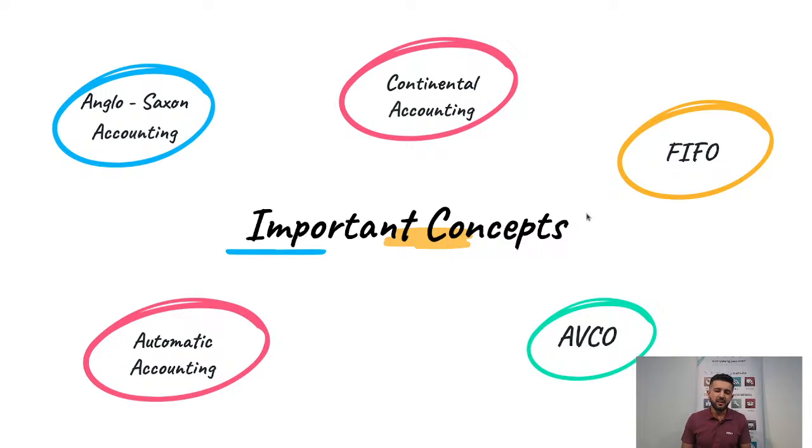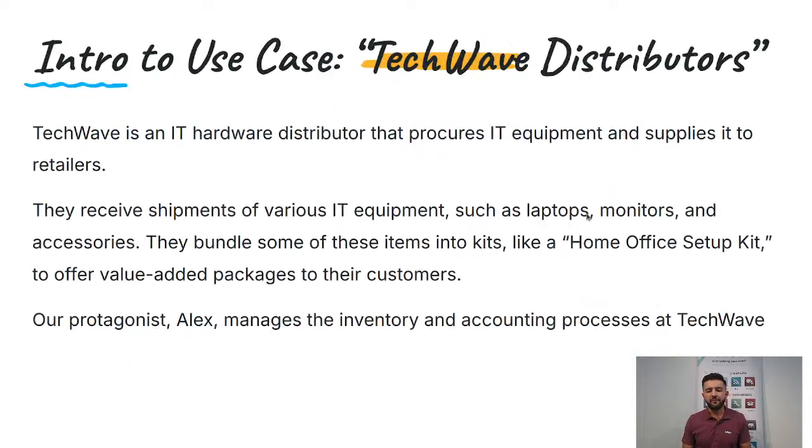So let us now look at the flow from a use case perspective. To make our demo relatable, we'll use a fictional business called TechWeb Distributors. TechWeb is an IT hardware distributor that procures IT equipment and supplies it to its retailers. Over here, they receive shipments of various IT equipment such as laptops, monitors, and accessories. They also bundle some of these items into convenient kits, such as a home office setup kit, to offer value-added packages to their customers.